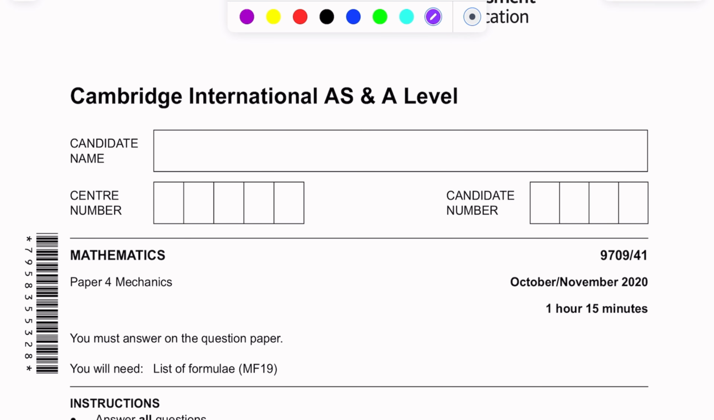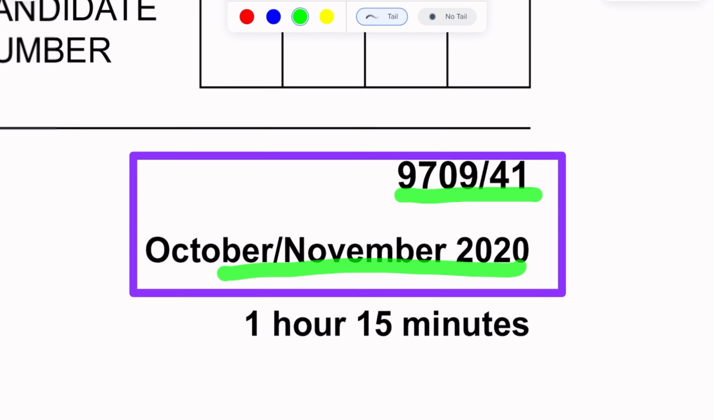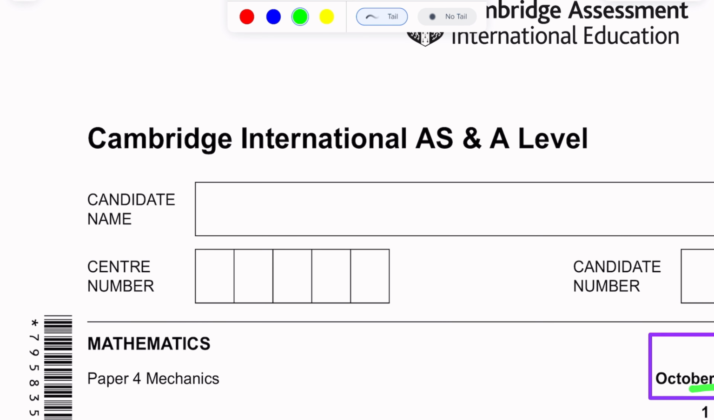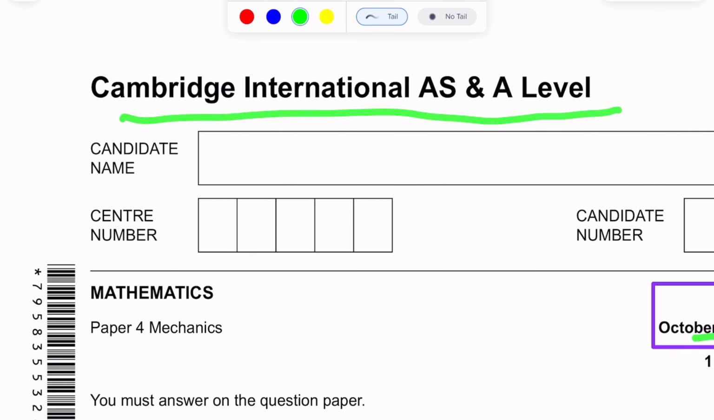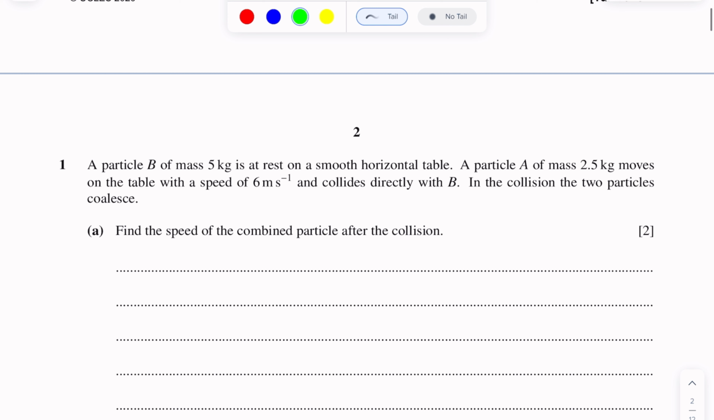October, November 2020. This is paper 4 and variant is 4-1. Question number 1. This question is from momentum.